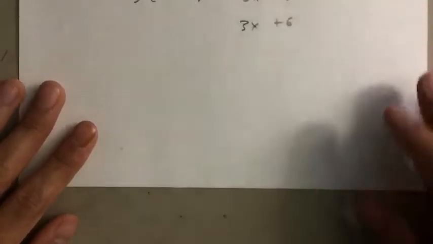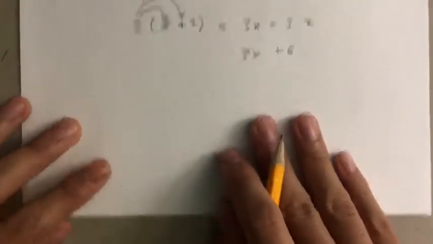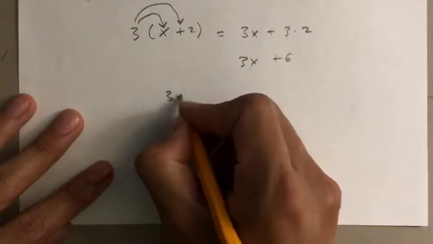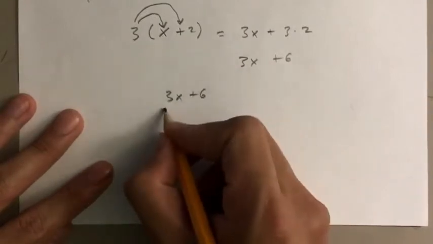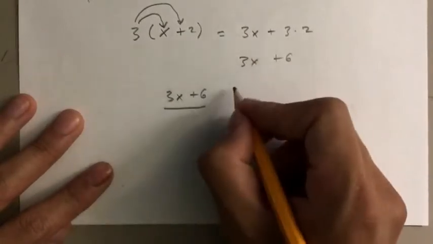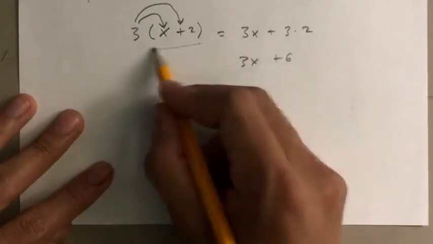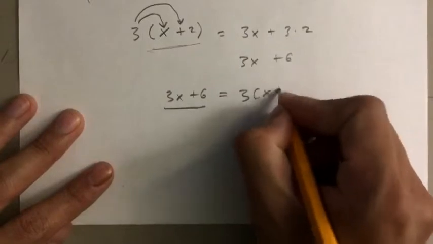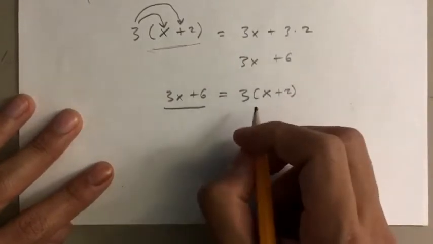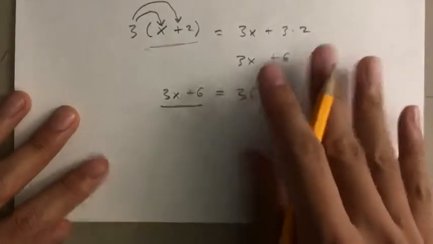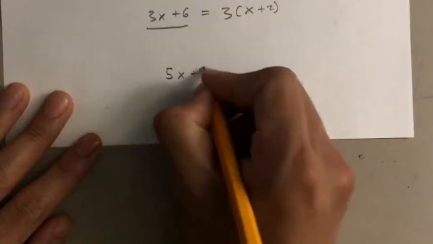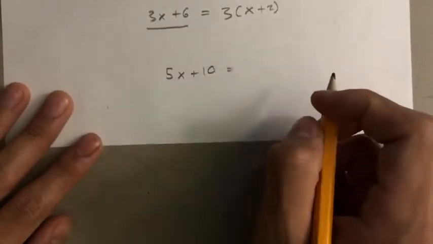There's something that's called factoring. And factoring means taking something that's really complicated, or not that complicated, but something like this, like we just did, 3x plus 6, and then putting it back into this form with parentheses. So that would go back to 3 times x plus 2. Think about factoring as the distributive property in reverse. So let's try this with a different problem. 5x plus 10. How do we do that in reverse?